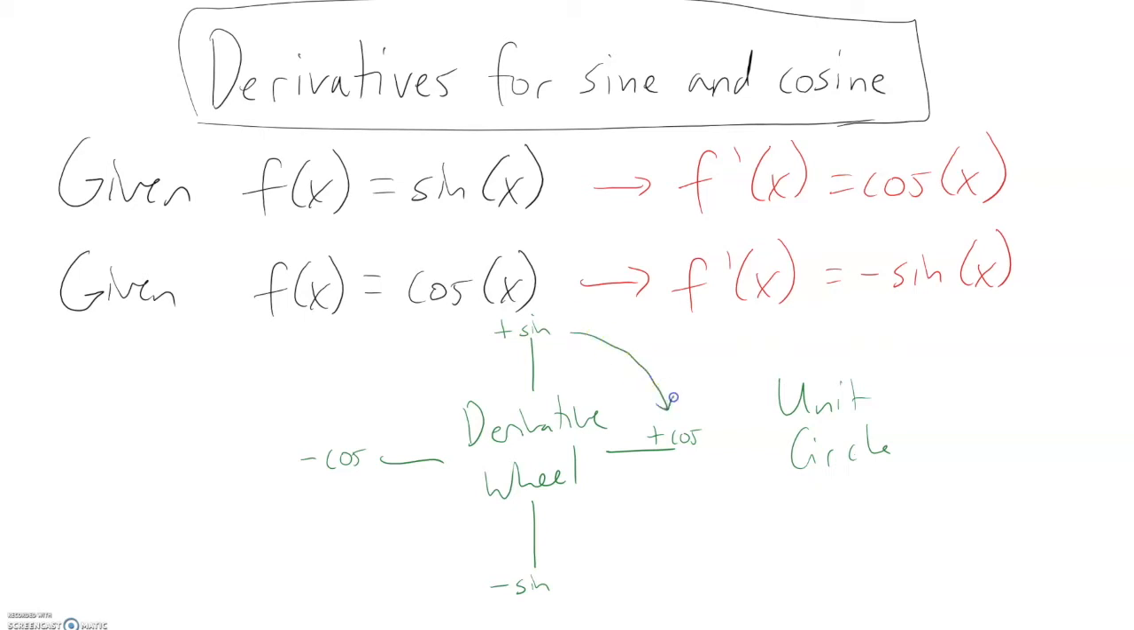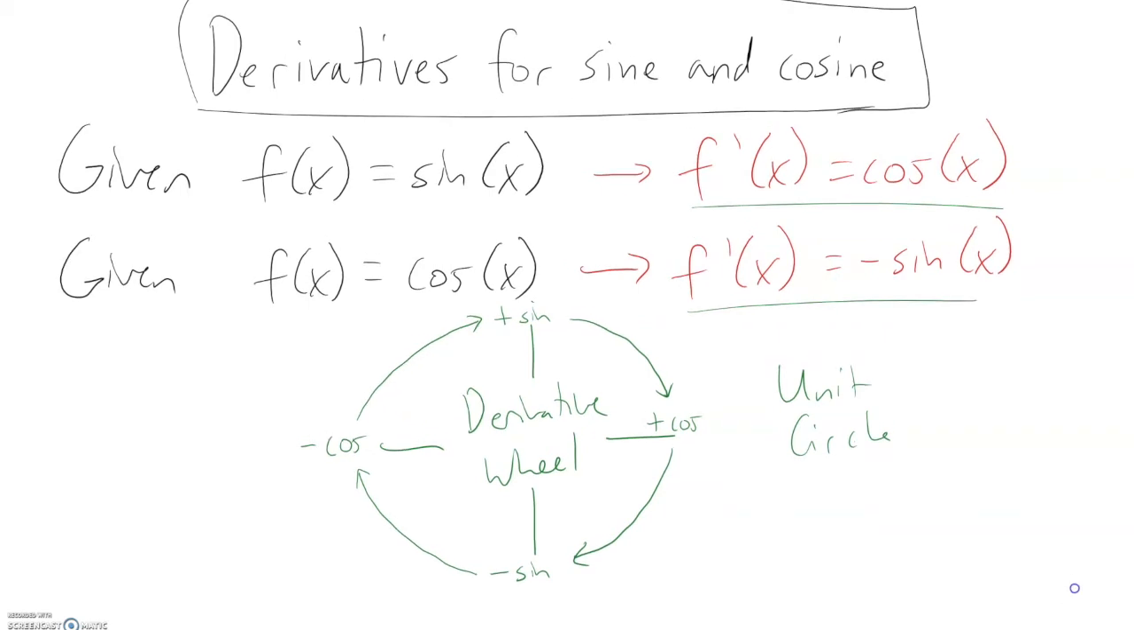And notice, if you go clockwise around the unit circle, what you are developing are the derivatives for these functions. Positive sine leads to positive cosine leads to negative sine, but you can keep going. The derivative of negative sine is negative cosine, and the derivative of negative cosine is positive sine. It loops back, and after 4 derivatives, you'd be right back where you started.